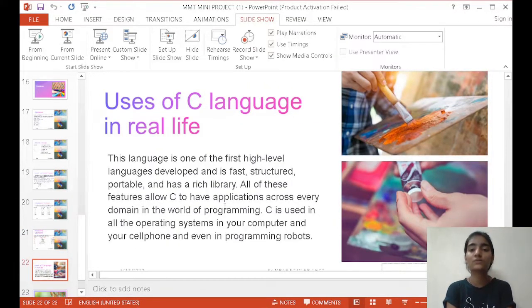Now we will see the uses of C in real life. This language is one of the high level languages developed as fast, structured, portable and has a rich library. So we all know that it is a high level language, and that's why it is developed fast and structured and portable. And C has application across every domain in the world of programming. C is used in all operating systems and computers and cell phones, and even in programming robots, that is related to artificial intelligence.